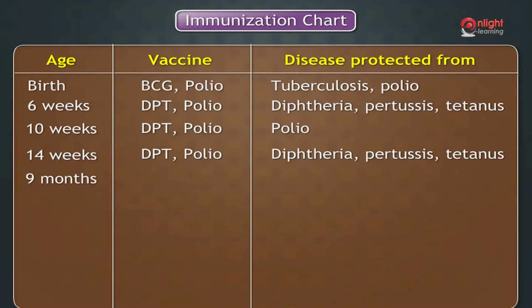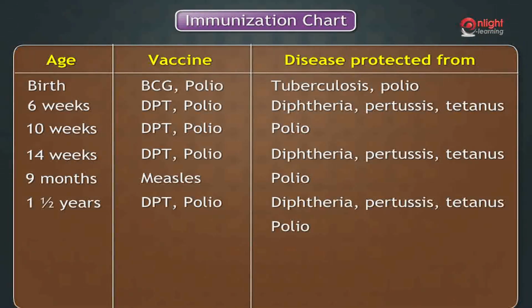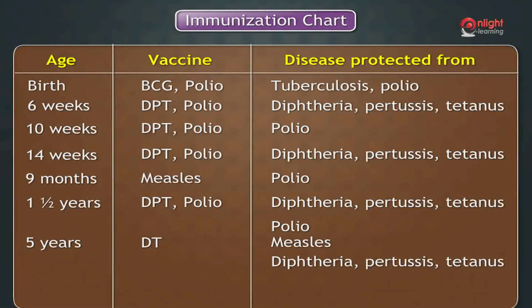9 months: measles, polio. 1.5 years: DPT, polio; diphtheria, pertussis, tetanus, polio. 5 years: DT, measles; diphtheria, tetanus.